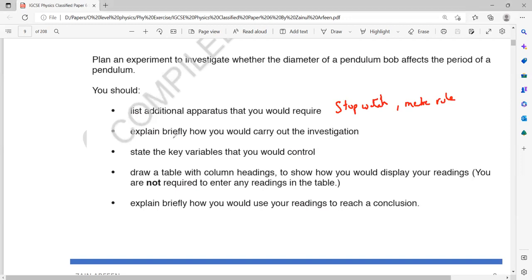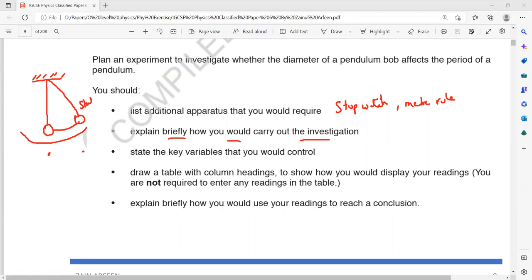The next part: explain briefly how you would carry out the investigation, meaning the procedure of this experiment. How do we carry out this experiment if we want to work out the time period? First we measure the length of the pendulum, a certain length like 30 centimeter or 20 centimeter. Use the stand and clamp. Then mark the mean position, the center position. Then displace the pendulum to the extreme position. This is the extreme position, and the moment we release it from the extreme position, we start the timer.